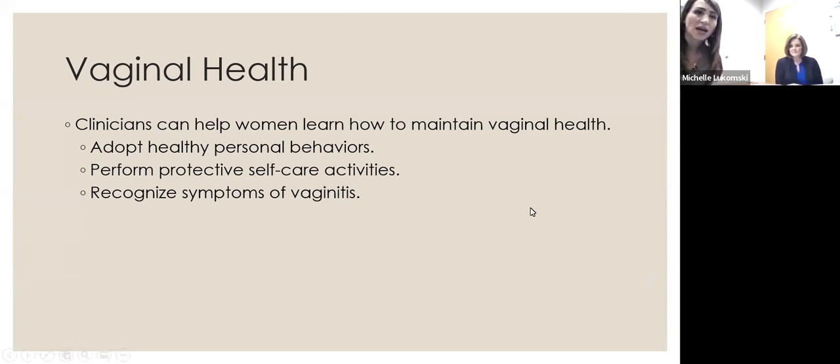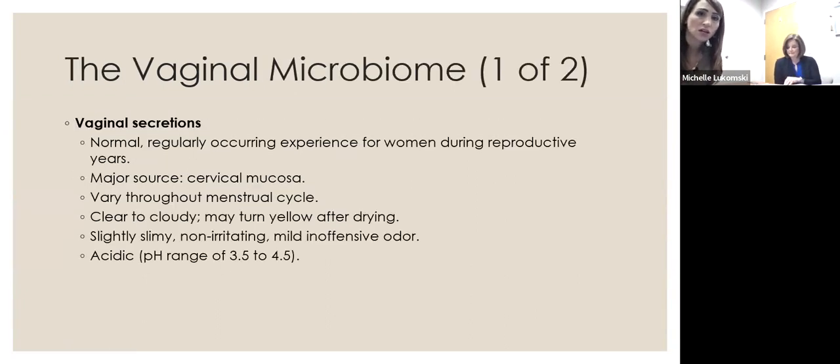Okay. So vaginal health, and you guys can read these. We're not going to read the slides to you, so you know how women need to learn how to maintain their vaginal health. So let's kind of flip through talking about the vaginal secretions. Terry, do you have anything to add about anything here as far as what's normal, what's abnormal with patients and their microbiomes?